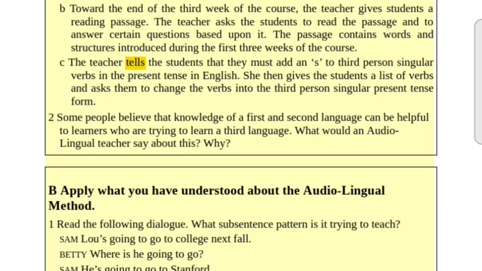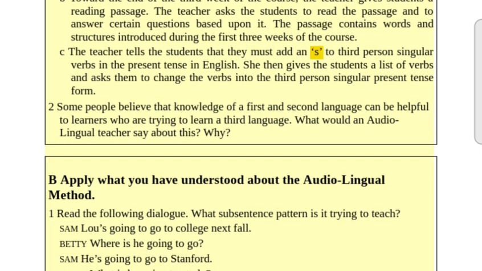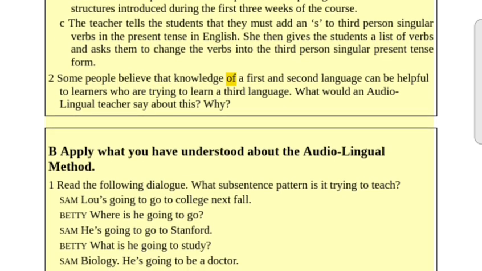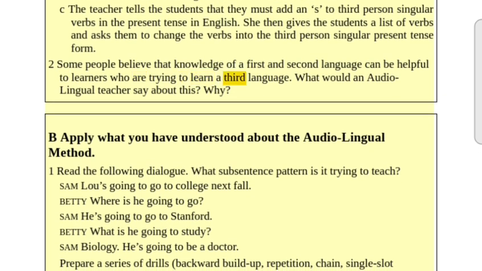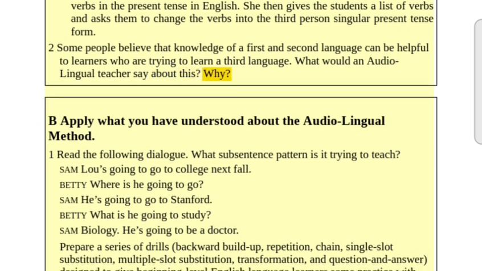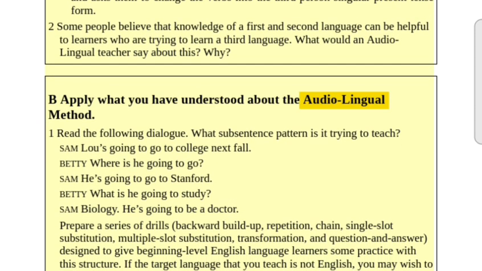The teacher tells the students that they must add an s to third-person singular verbs in the present tense in English. She then gives the students a list of verbs and asks them to change the verbs into the third-person singular present tense form. 2. Some people believe that knowledge of a first and second language can be helpful to learners who are trying to learn a third language. What would an audio-lingual teacher say about this? Why?